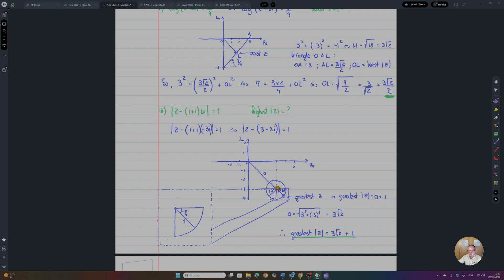So all we have to do, using just trigonometry, is to calculate A. And this is simple because you know that this is 3 and this is 3. So A is the square root of 3 squared plus minus 3 squared, which is 3 square root of 2. So the greatest possible value of the modulus of z is going to be this plus 1.